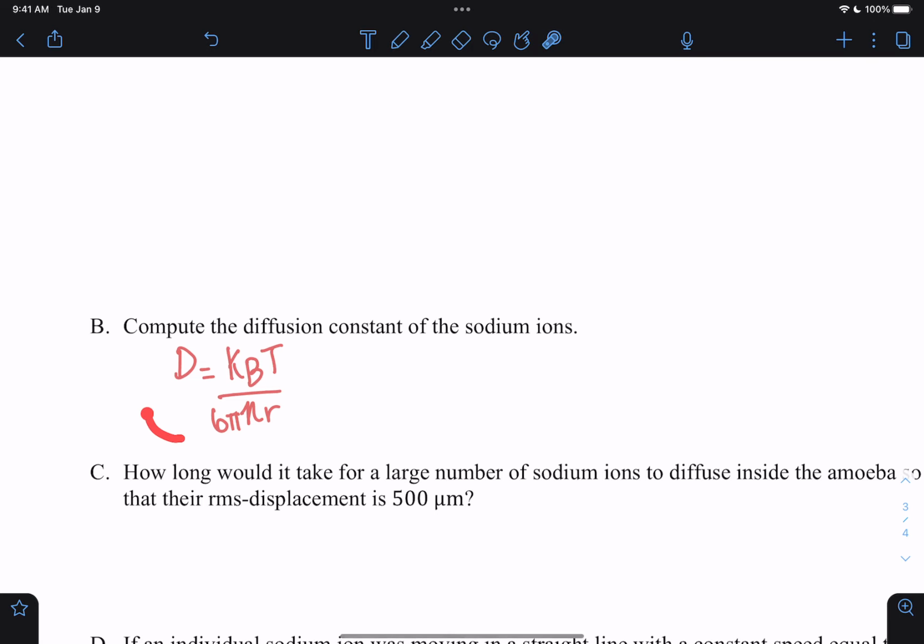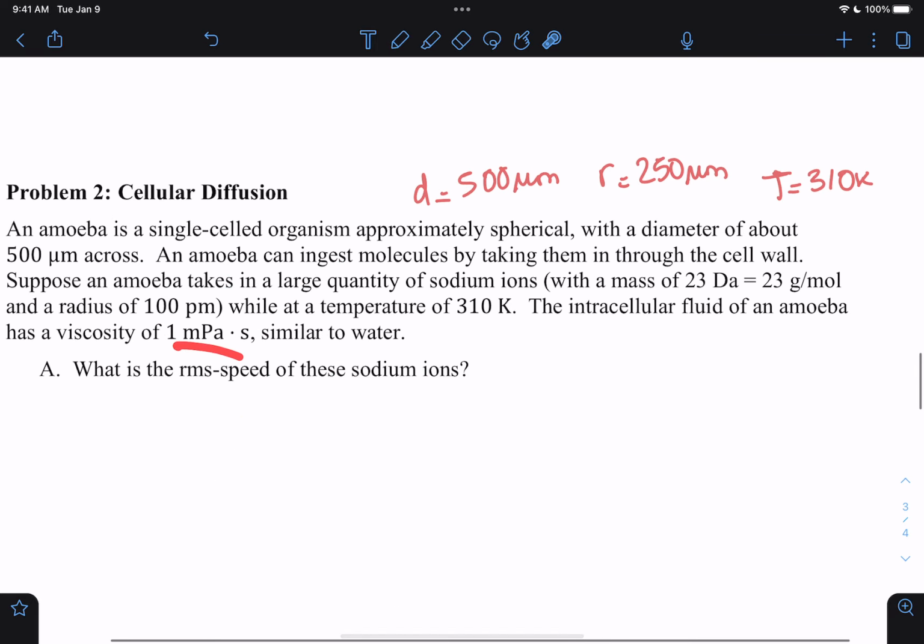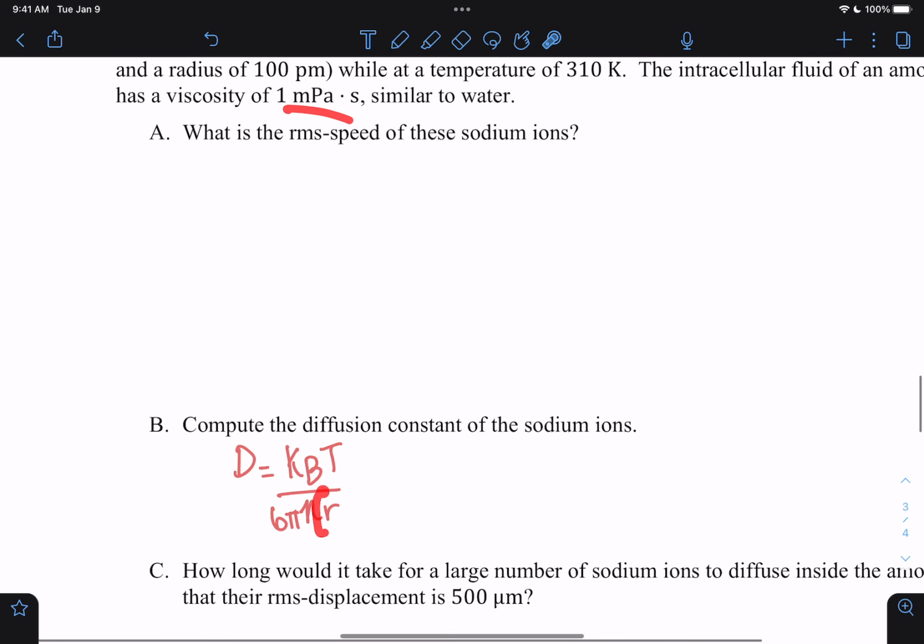Yep, excellent. So diffusion constant is equal to Boltzmann's constant, which is 1.38 times 10 to the negative 23 joules per Kelvin, times the temperature in Kelvin, divided by 6 pi times the viscosity in Pascal seconds. So we have to convert them from millipascal seconds to Pascal seconds, and then times the radius, right?